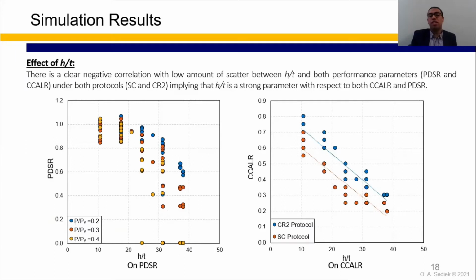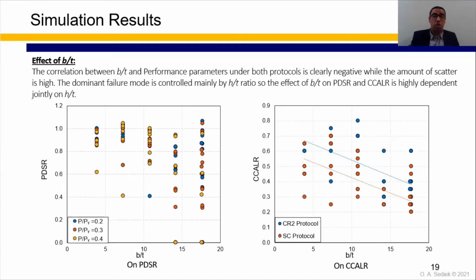So let's look at the simulation results. As we can see here, this is the effect of H/T on both performance parameters under the studied lateral loading protocols. And as we can see here, there is a clear negative correlation between H/T and both performance parameters, with low amount of scatter, meaning that H/T is a strong parameter that affects the axial capacity of HSS columns. We can see the same effect for B over T, but as we can see here, there is large amount of scatter of the data points, implying that B over T is not as strong parameter as H over T, and we found that the dominant failure mode is controlled mainly by H over T.